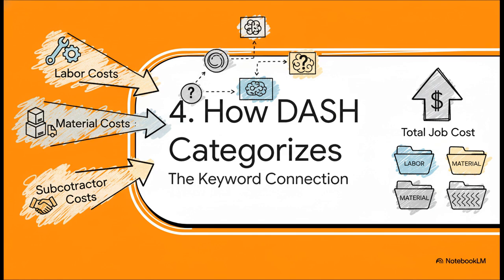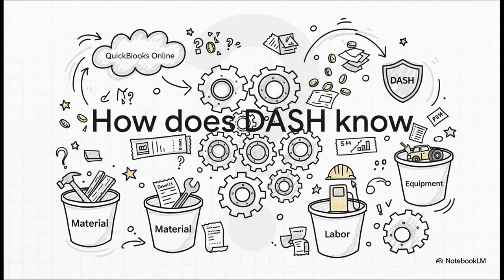Okay, so we've got our labor costs and our material costs flowing from QBO into the total job cost in Dash. That's great, but how does Dash magically know which is which? How does it separate out the labor from the materials from the subcontractor costs? This is the key, right? This is what makes the reporting so powerful and so automatic. And I promise you, it's not magic, but it is very, very clever. So let's break down exactly how Dash sorts every single expense into the perfect category for you.